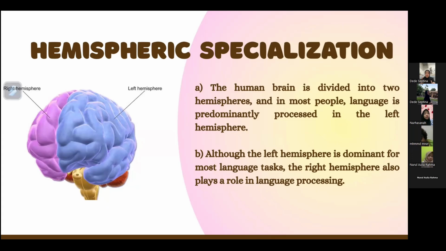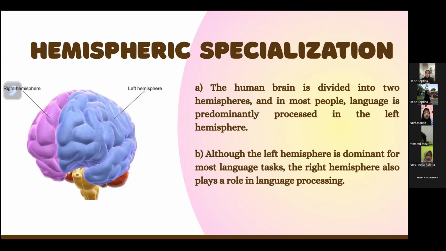The first one is the left hemisphere, the main language center. In about 95% of right-handed people, language is mainly processed in the left hemisphere. The left hemisphere controls grammar, sentence structure, and speech production. Damage to this side can cause serious language problems, such as Broca's aphasia or Wernicke's aphasia.